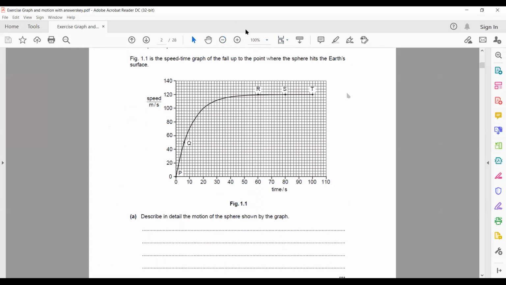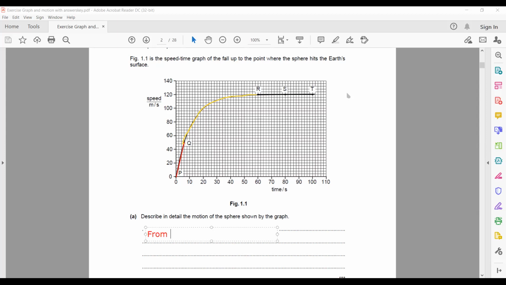So to explain the motion, it's better you divide the question into parts. One is from P to Q, then from Q to R, and then from R, S, and T. So first, what is happening from P to Q?